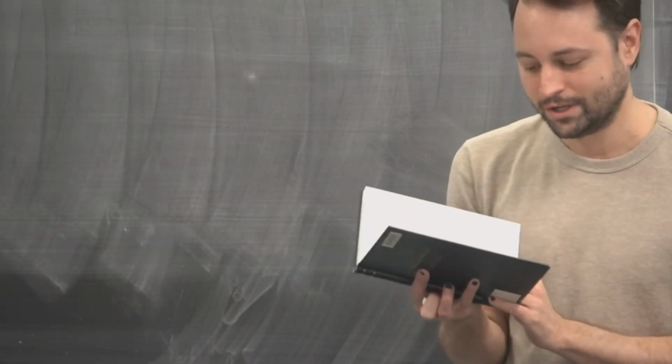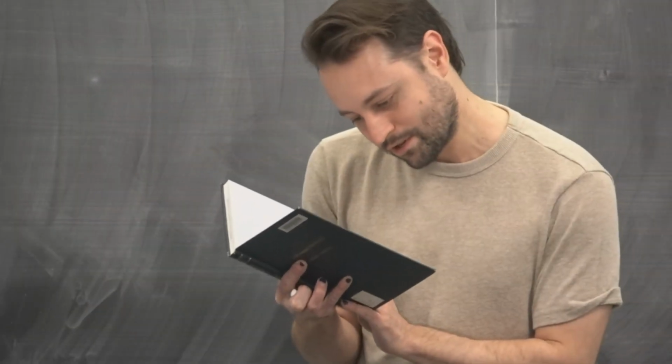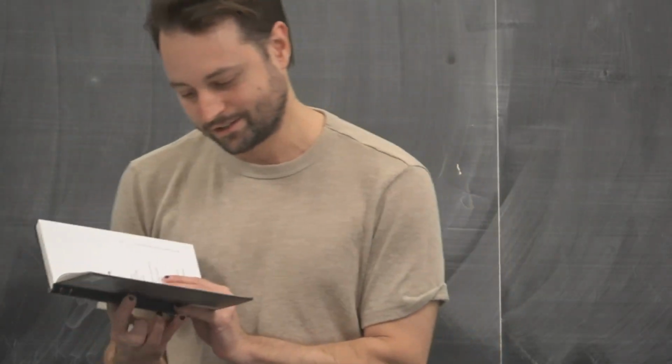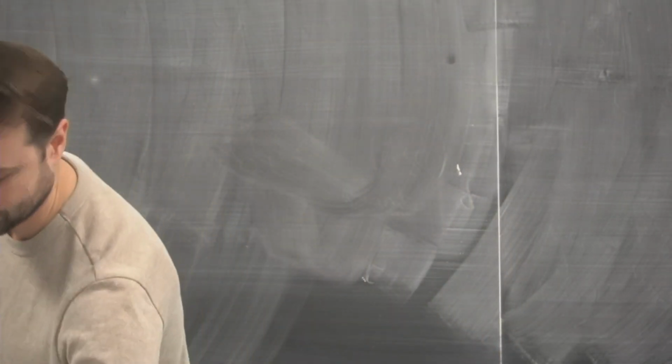What was this for? This was a 1963 symposium in honor of Marston Morse, the Morse theory guy. Wow. It's at the Institute for Advanced Study. So yeah, I can pass that one around. People can have a look if they want.